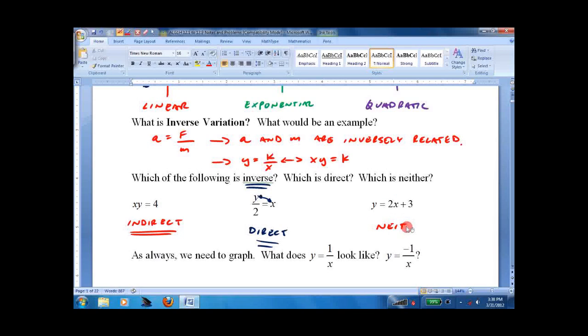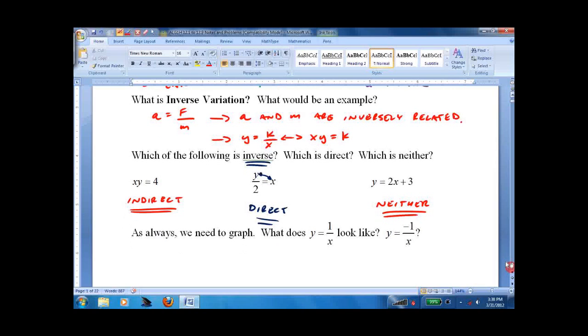There's no c value for an inverse or direct relationship. They don't move up or down on the y-axis. They are just directly or indirectly related. And it's just a natural equation thing. Equations you'll see in physics or chemistry or biology, things like that.